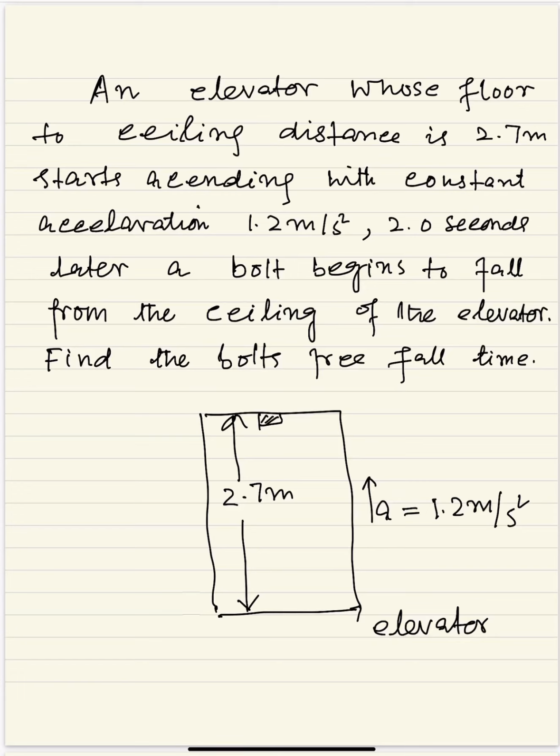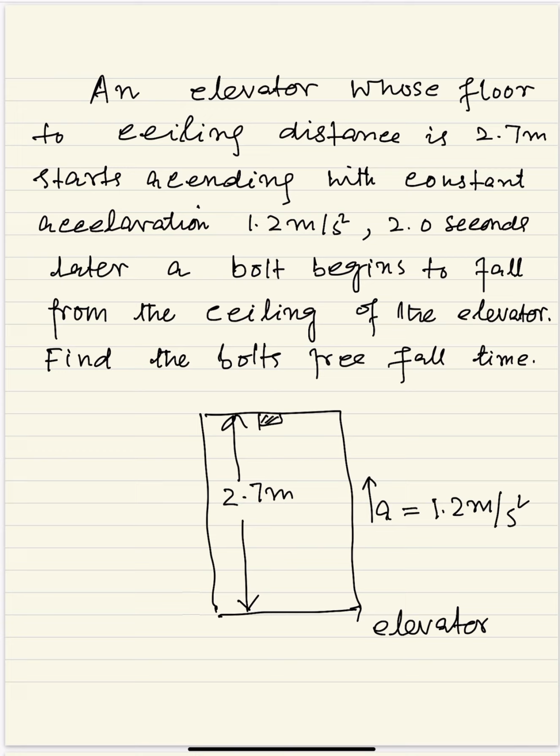Hello students, here I have come up with another problem for JEE and NEET aspirants. The problem is as follows. An elevator whose floor to ceiling distance is 2.7 meters starts ascending with constant acceleration 1.2 meter per second square. 2 seconds later, a bolt begins to fall from the ceiling of the elevator. Find the bolt's free fall time.